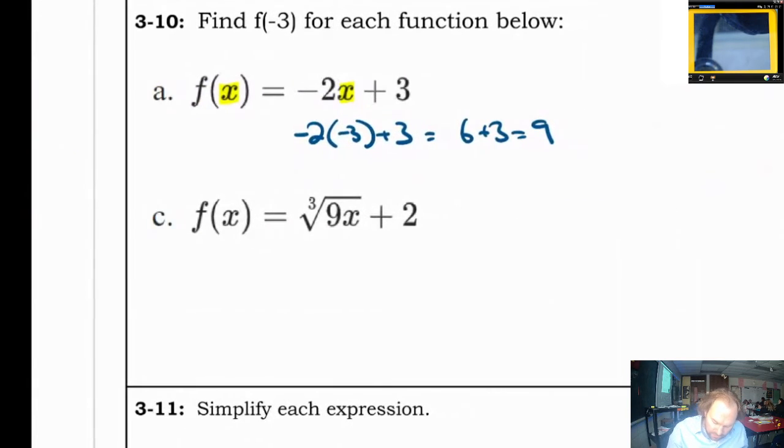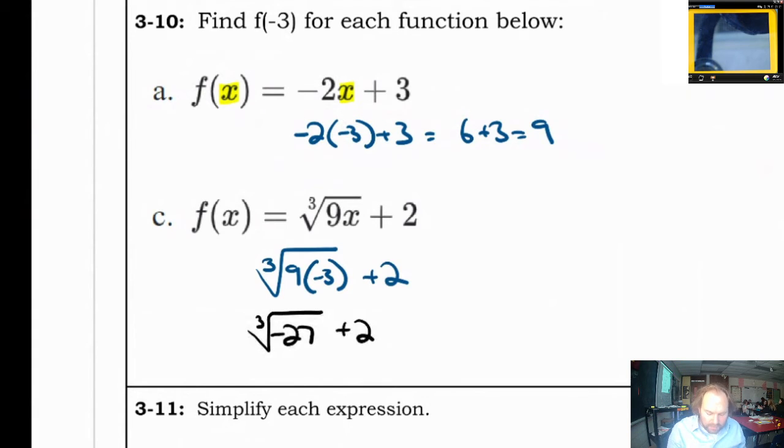Question C, we're going to do the cube root of 9 times negative 3 plus 2. A calculator can be handy on this question. This is the cube root of negative 27 plus 2. The cube root of negative 27 we'll walk through in a different video, but this will be negative 3 plus 2, which is negative 1.